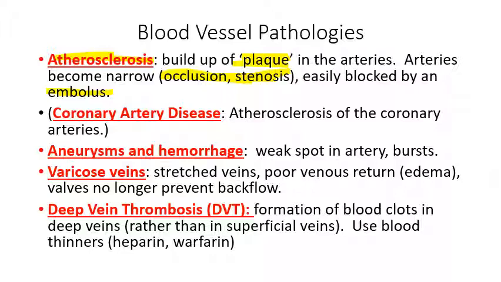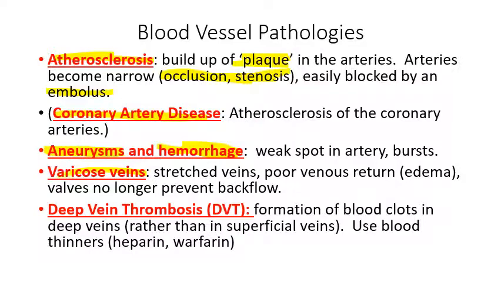Right, so coronary artery disease is where the coronary arteries become occluded, they become narrow. You can have hemorrhages or aneurysms. An aneurysm is where a blood vessel weakens and you get a bulge on the side of the blood vessel because it is weakened. Usually the connective tissue has become weakened. And then if that blood vessel bursts, you have a hemorrhage, right? So hemorrhaging means bleeding.